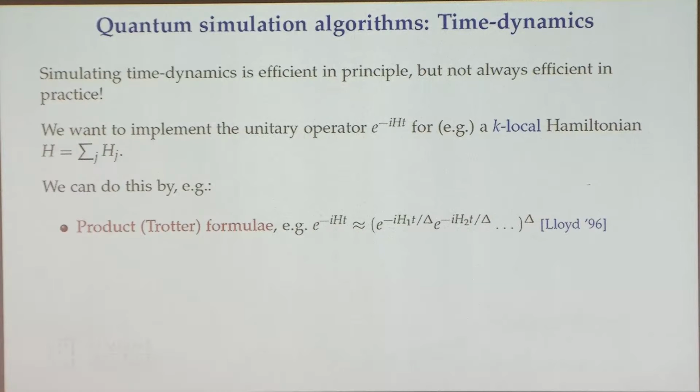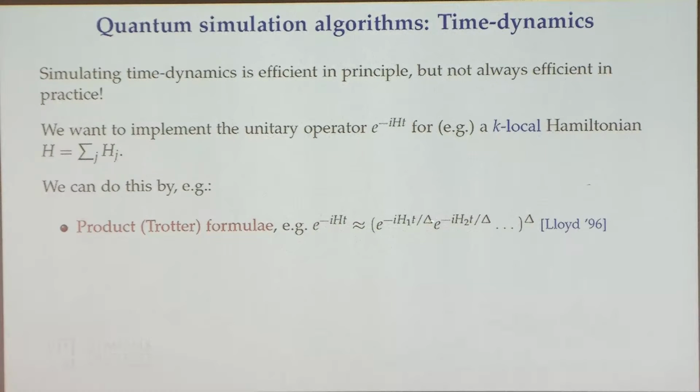And one of the earliest ones is product formulae. So if we have something like e to the minus iHt, then we can approximate this as a product of terms, each of which is time evolution according to one of the terms in that sum. In general, each of these H_j, we're imagining we can implement this time evolution efficiently and easily. Maybe it only acts non-trivially on just a few qubits, so it's easy to implement this operation.